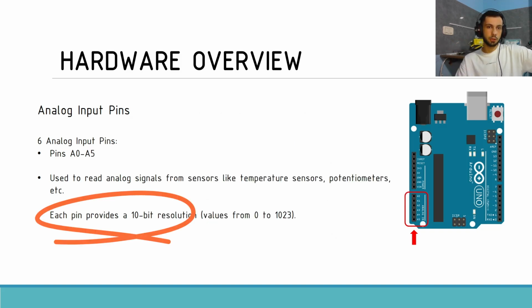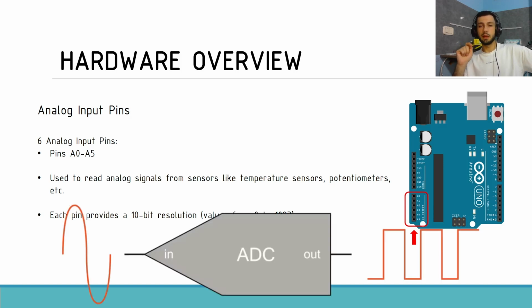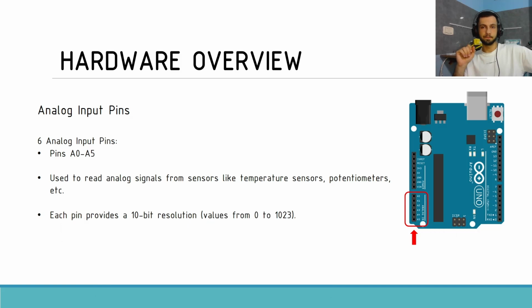Each analog input pin provides a 10-bit resolution. To understand that, we need to explain the term ADC, which stands for Analog to Digital Converter. The Arduino converts the analog signal into a digital value using that ADC.